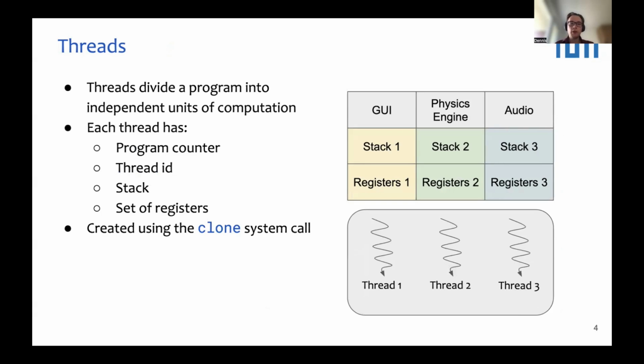Threads divide a program into independent units of computation. For instance, in the example on the right, we consider a video game where we have three different threads, one for the GUI, one for the physics engine, and one for audio. These three threads all share the same virtual address space, which means they can also interact within the same program. However, each thread also has its own components. In particular, each thread has its own program counter, thread ID, its own stack, and its own set of registers, which means that it computes largely independently, but it can also communicate with the other threads easily within the same process.